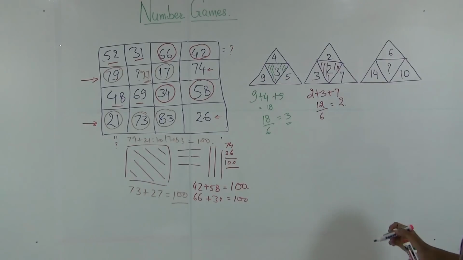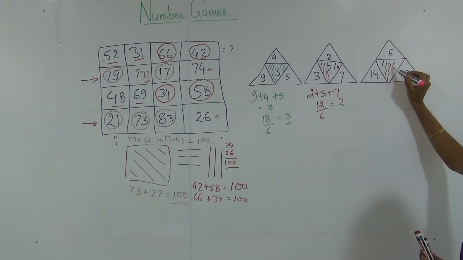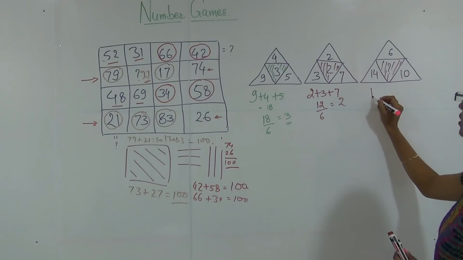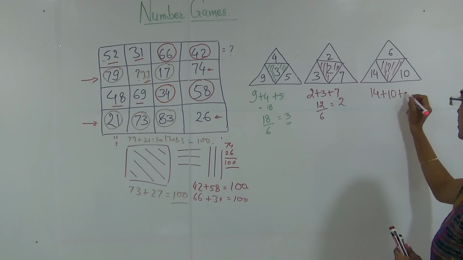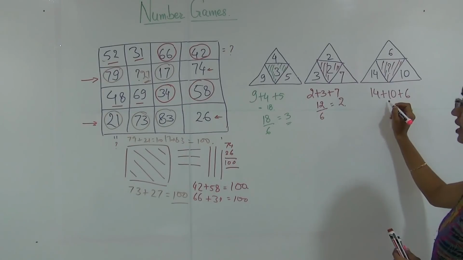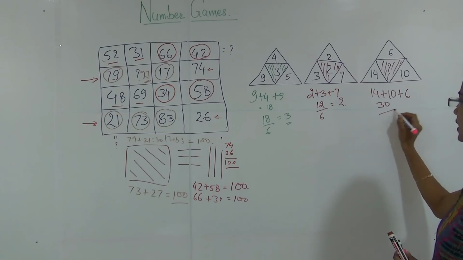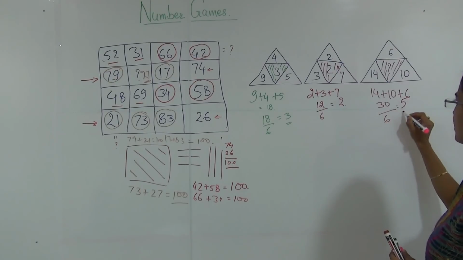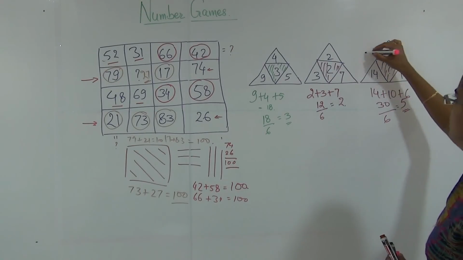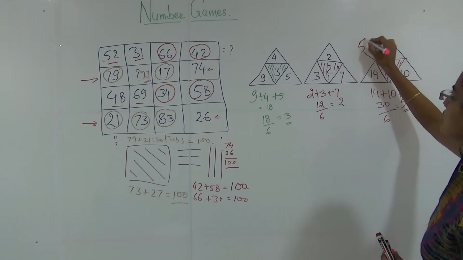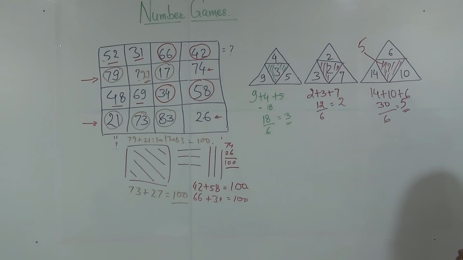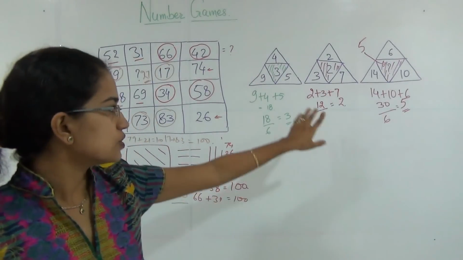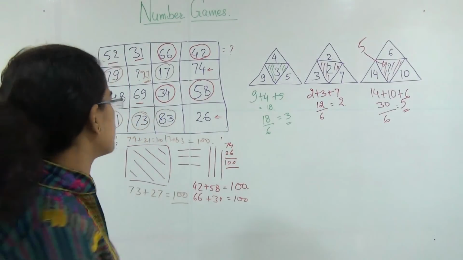That means that concept should be true for this triangle also. So for this triangle, let me try out. It's 14 plus 10 plus 6. That is 14 plus 6 is 20. 20 plus 10 is 30. 30 divided by 6, so that would again be a round number, that is 5. So in this triangle I can say the number should be 5. So this is another variety of number question. Please note that this question was asked in the 2013 examination.